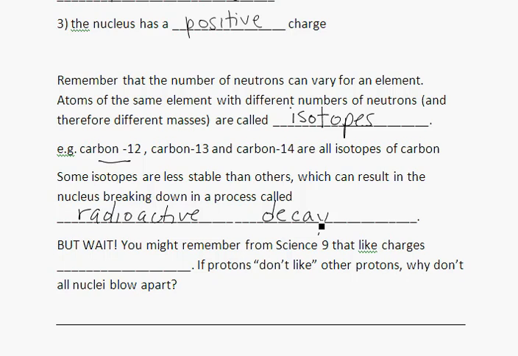But wait, you might remember from Science 9 that like charges repel, right? Electrons repel electrons and protons repel other protons. So if you think about it, we're saying the nucleus of an atom is filled with protons and neutrons, and those protons repel each other, so why don't nuclei just blow apart? Well, the fact is that there's neutrons there too. And the neutrons act to hold the nucleus together.